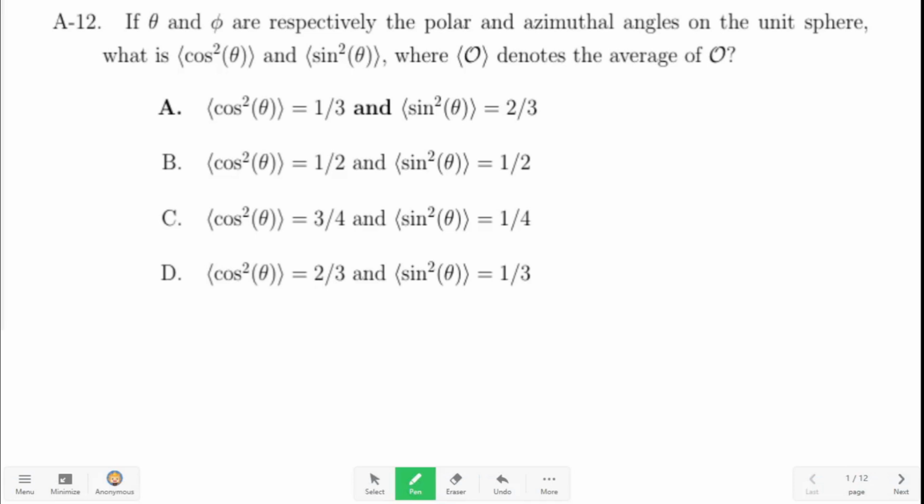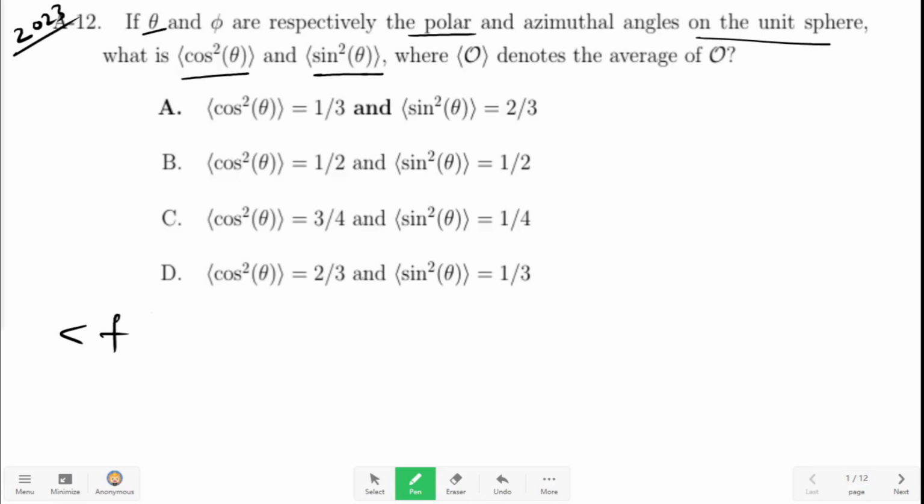Let us focus on this question from JEST 2023. Here we have to calculate the average of cos square theta and sin square theta on the unit sphere. We are given that theta is the polar angle. We have to find the average of cos square theta and sin square theta.